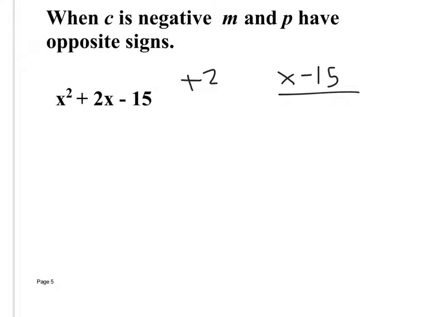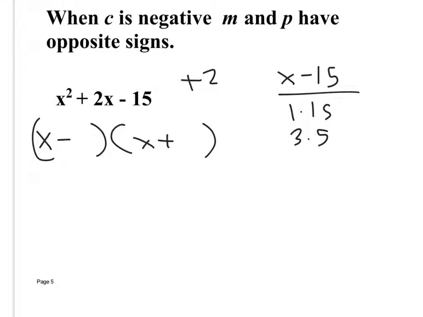But first thing I'm going to do is I know they have to be opposite signs. So I write x minus a number and I write x plus a number. And I just got to figure out what those two numbers are. So what would multiply to give me 15? I know 1 and 15, 3 and 5. Would those subtract to give me 2? Yes. So which one's got to be positive? If they add to give me positive 2, the bigger one. Since B is positive, the biggest number's got to be positive. So 5 would go here and 3 would go here.